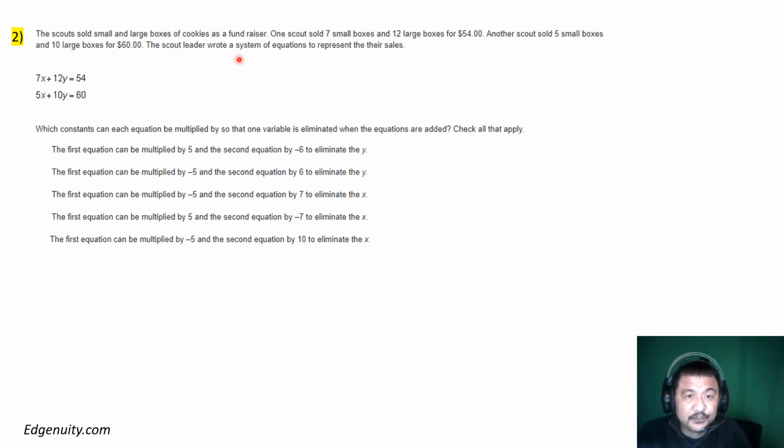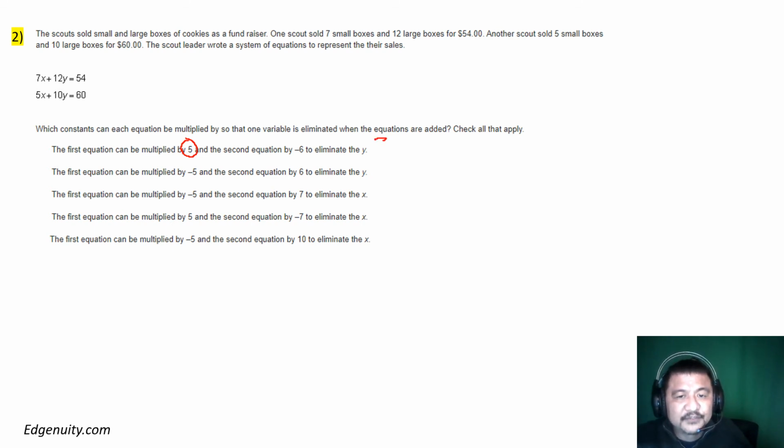The scout leader wrote a system of equations to represent their sales, okay, and each equation can be multiplied by a number so that one variable is eliminated. Our objective is to eliminate. When the equations are added, check all that apply. So there's more than one answer. So let's start with multiplying the first one by 5 and the second one by -6. Let's start multiplying by 5.